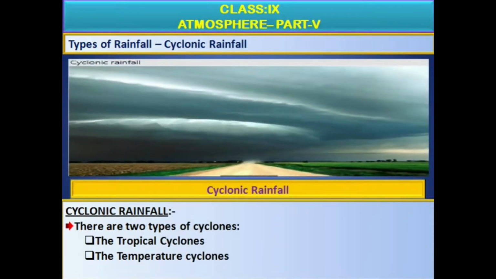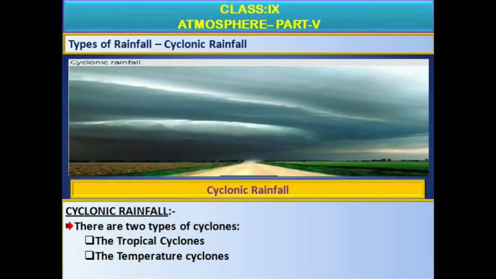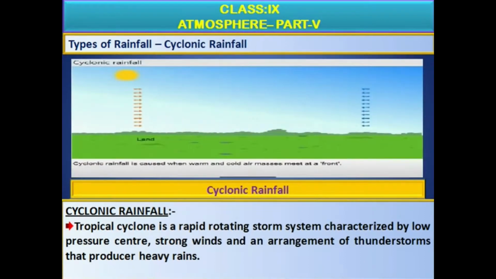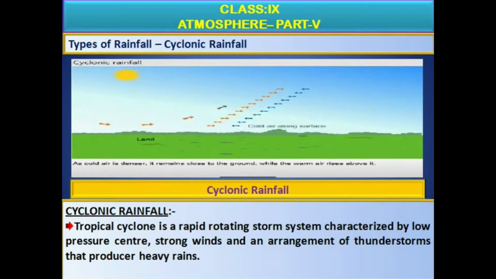Now, cyclonic rainfall. This type of rainfall is associated with the passage of a cyclone or a depression. There are two types of cyclones: the tropical cyclones and the temperate cyclones. The term cyclone is derived from the Greek word kyklon, meaning revolving. A tropical cyclone is a rapidly rotating storm system characterized by a low pressure center, strong winds, and an arrangement of thunderstorms that produce heavy rains.